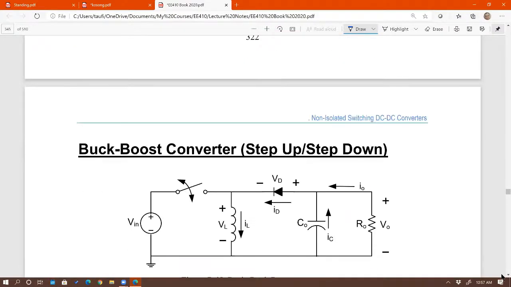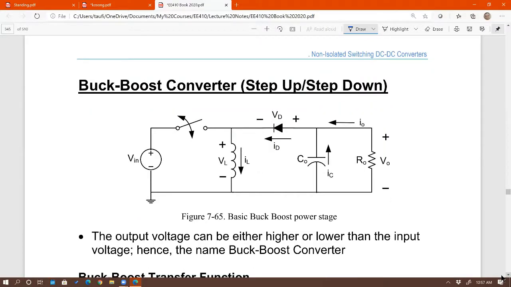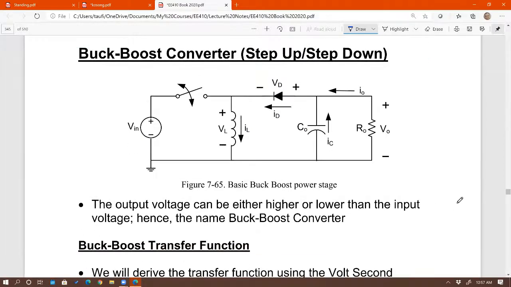Let's take a look at the buck boost right there. Hey, Tawfik. Yes, go ahead. I think buck boost is on the homework. Are you gonna leave it? Yeah, no, it's okay. You can still do it.